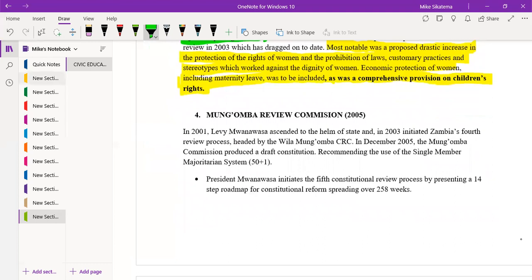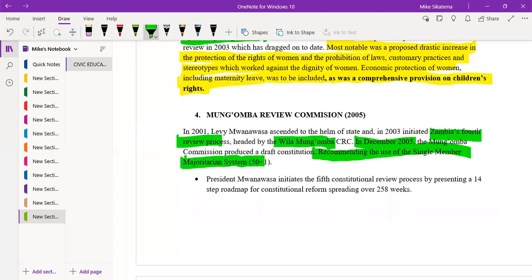Ngomba Review Commission. I'm not so good at pronouncing Pan-African sounding names. So Ngomba Review Commission, I hope I'm pronouncing that right. In 2001, Levi Mwanawasa ascended to the helm of state, and in 2003 initiated Zambia's fourth review process, headed by Wila Ngomba, and this happened in December 2005. One of the key things that happened during this constitutional review period was recommending the use of a single-member majoritarian system, the 50+1 vote.